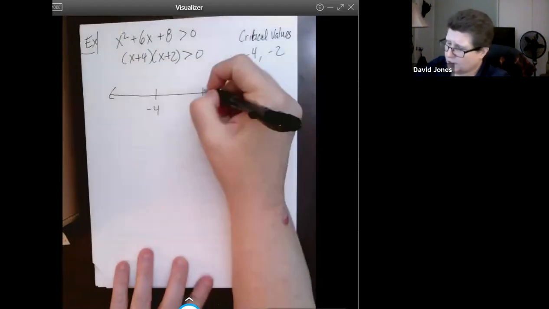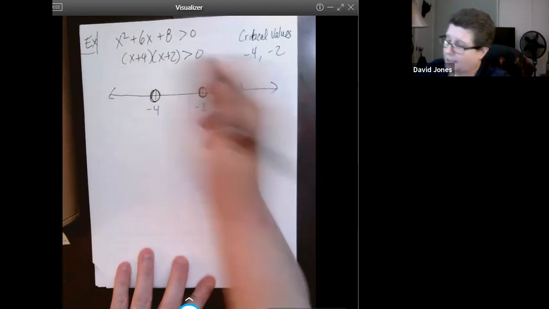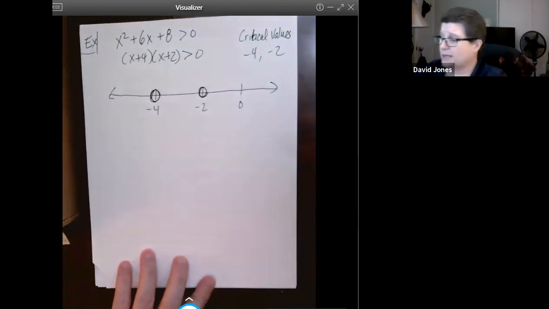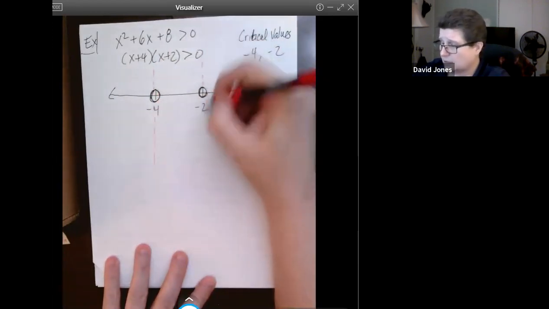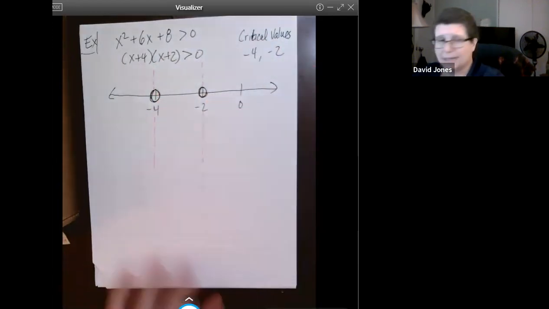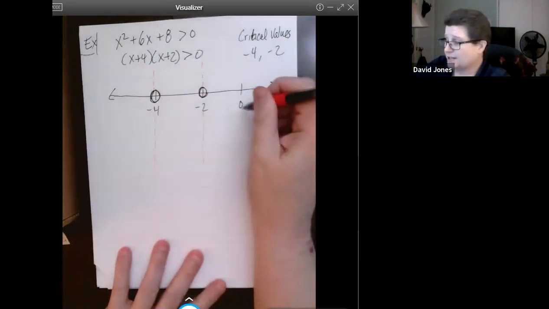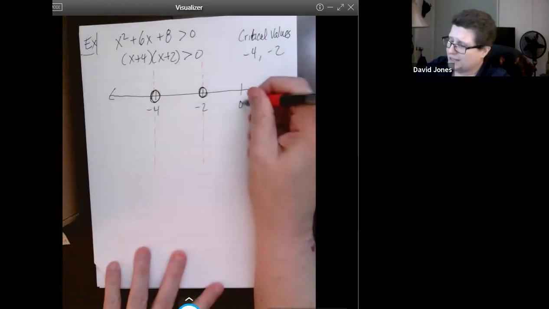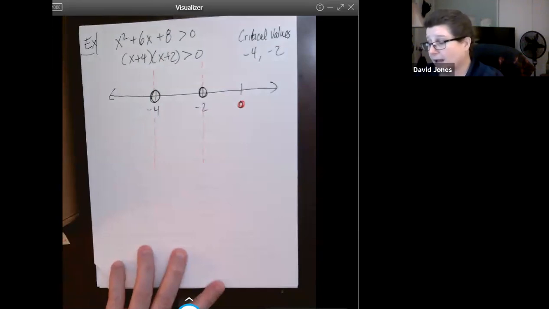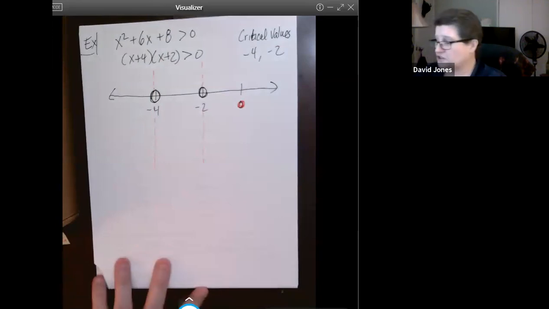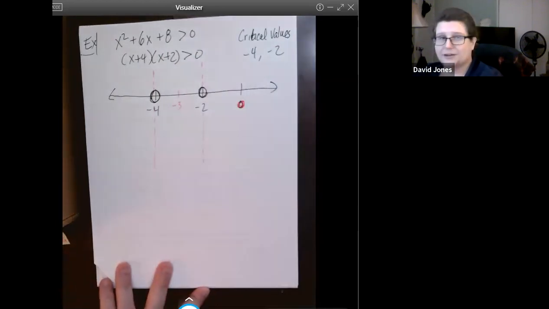So I put circles on the -2 and the -4. I do not fill them in. This gives me 3 regions. I need to pick a test value for each region. The right region, greater than -2, 0 is in that region. I'm going to use 0 wherever I can. Between -4 and -2, well, -3 is in that region. I'll pick that. I try to use integers where I can.